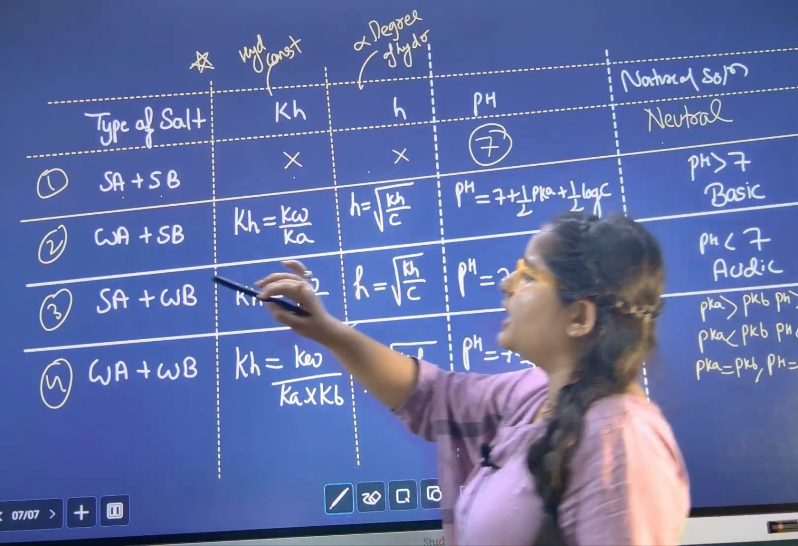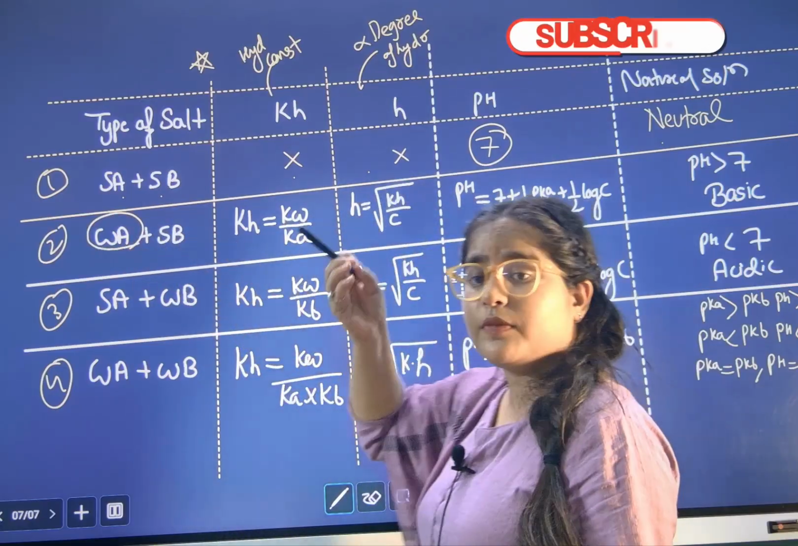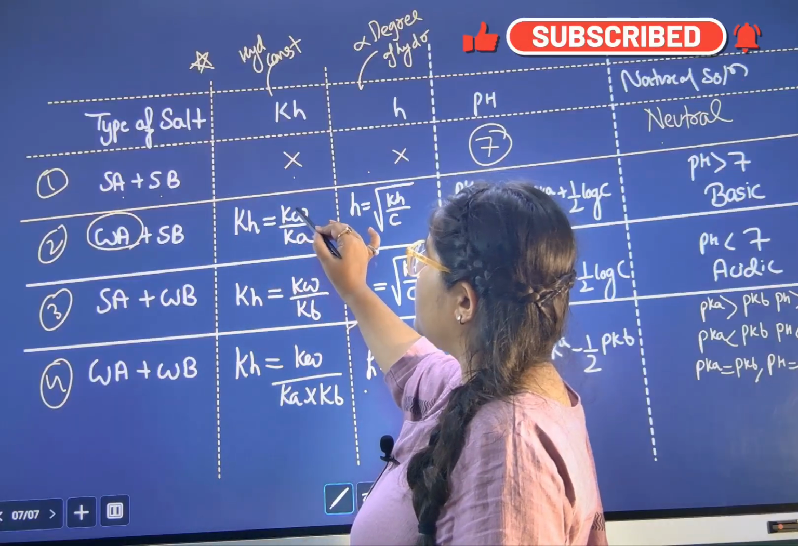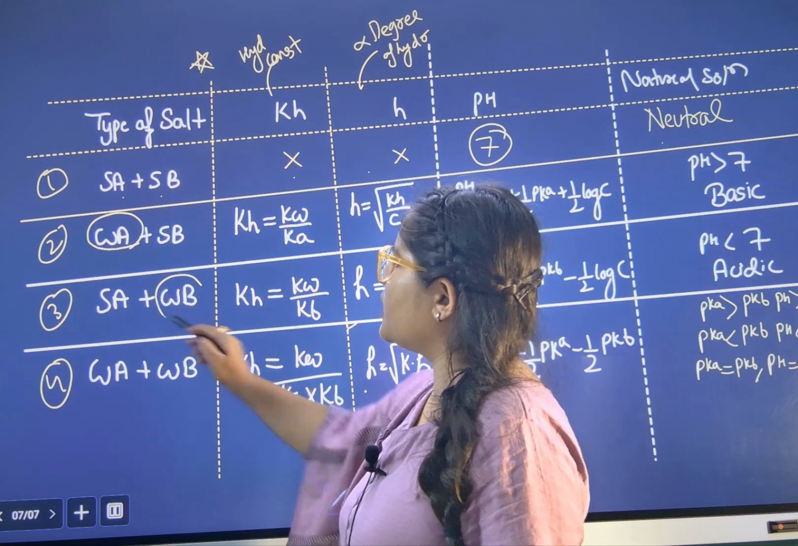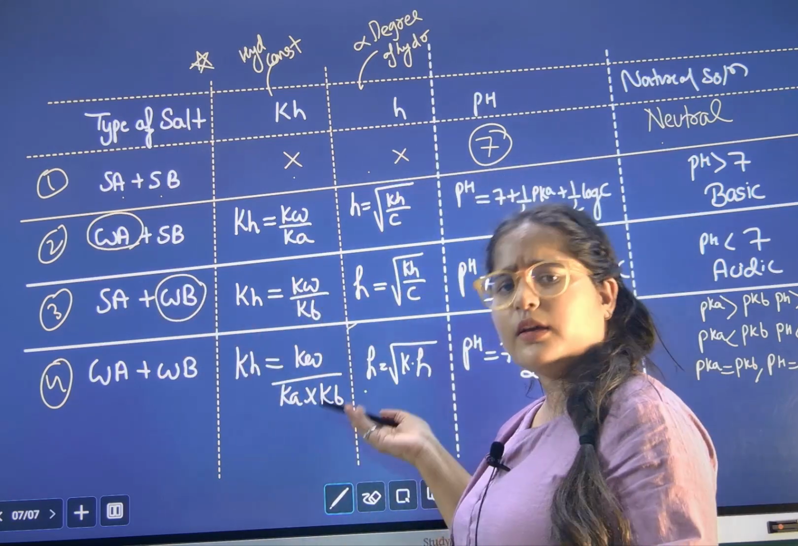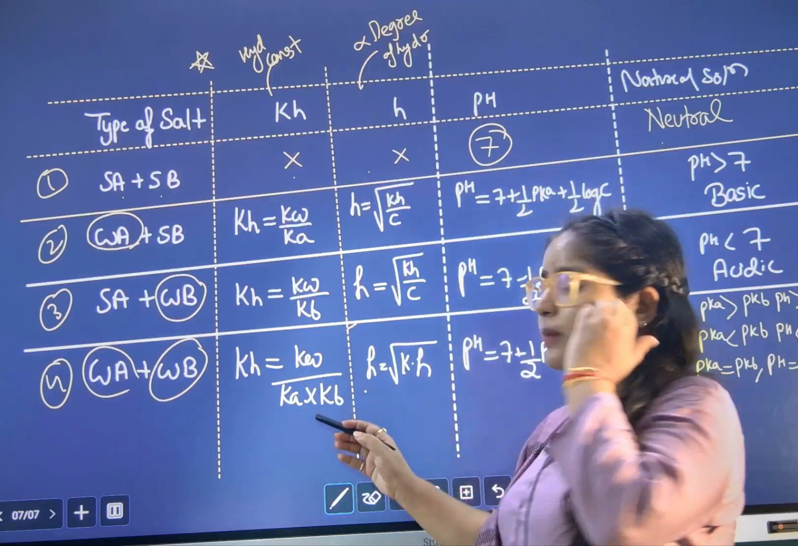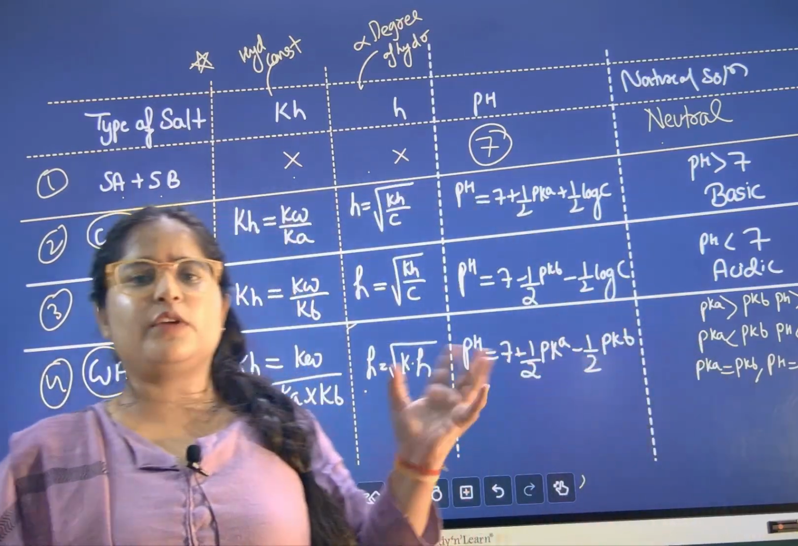If we are saying weak acid, we will talk about Ka, so the Kh formula will be Kw by Ka. Here we are taking weak base, so Kw by Kb, and here both are weak. So what will be the formula? Kw by Ka into Kb. Very simple. It looks very difficult, but it's very simple.